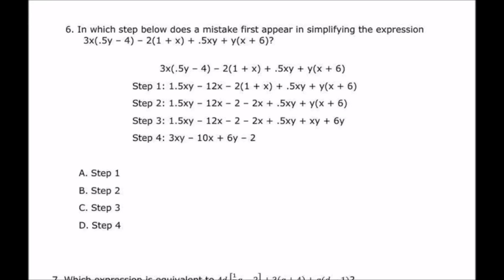All right. So in question 6, it says, in which step below does a mistake first appear in simplifying the expressions? Holy moly, this one's got all kinds of decimals and variables. It's got 2 different variables, decimals, parentheses, negative numbers, and a question mark. That means let's get started. So anytime we're looking for that first mistake, folks, mistake means where does it mess up?